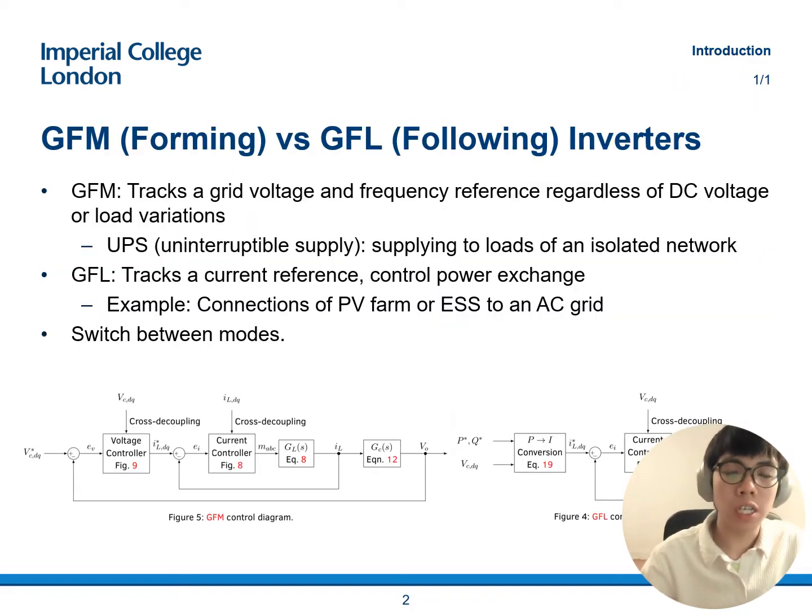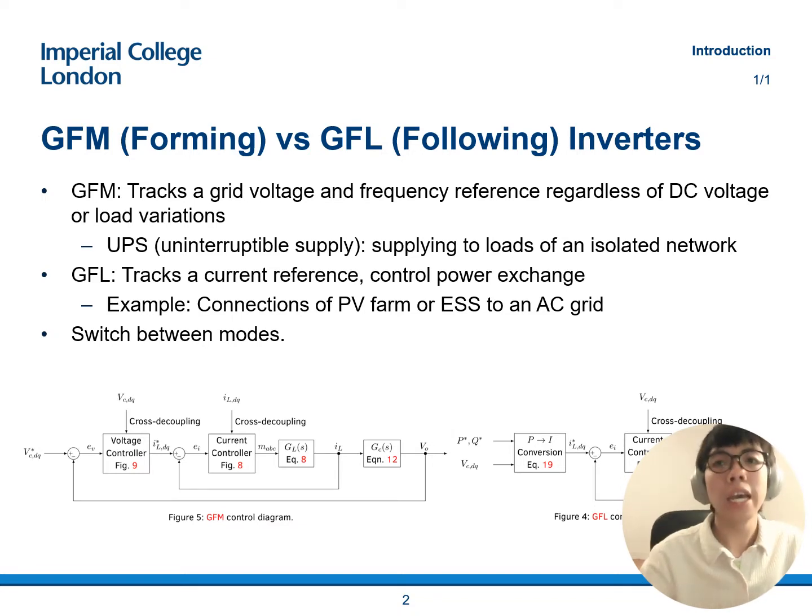So a grid-forming inverter is an inverter that tracks the grid voltage and frequency reference regardless of DC bus voltage or load variations. When I say following a grid voltage, I mean following the real voltage reference VD, imaginary voltage reference VQ, as well as the frequency reference F. A good example of this is an uninterruptible power supply, which is a DC source applying to an isolated AC network. The reason a grid-forming inverter is necessary in this scenario is because there is no synchronous generation in the network. So this necessitates an inverter-based resource to actually form the voltage reference of the grid itself.